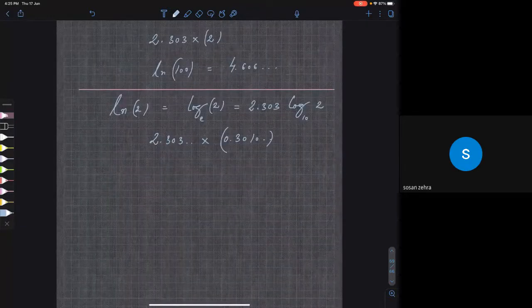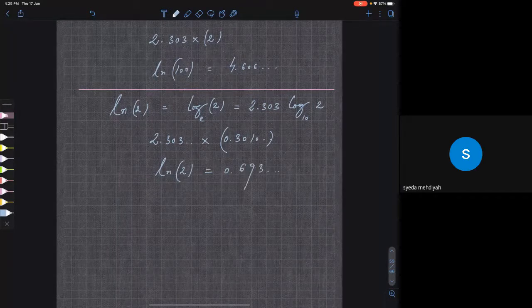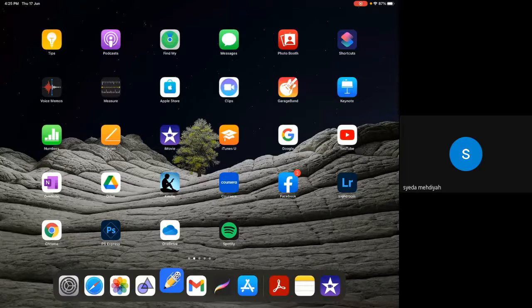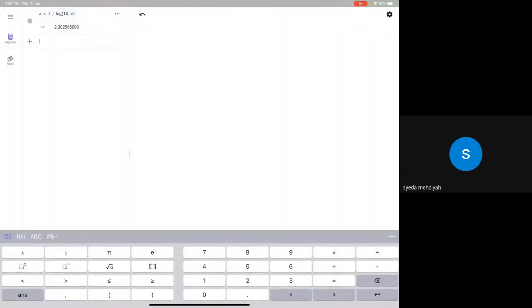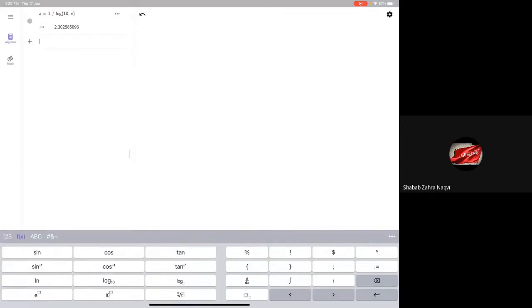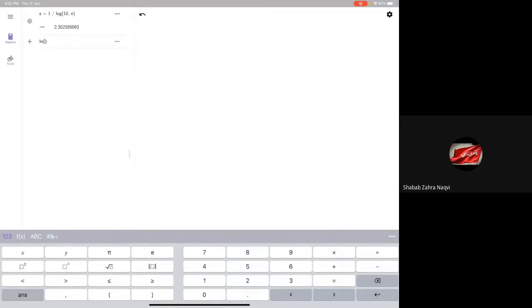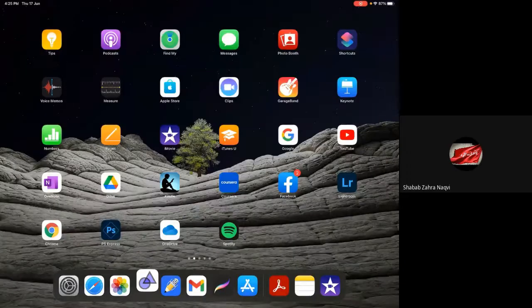Now remember this value because it is used a lot in problems. If you multiply, that value will be 0.693. Let me just show you. So natural log of 2 is how much? 0.693. Can you see that? Clear? Okay, fine.